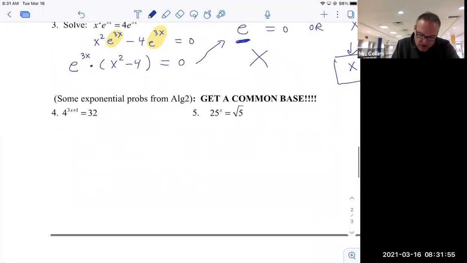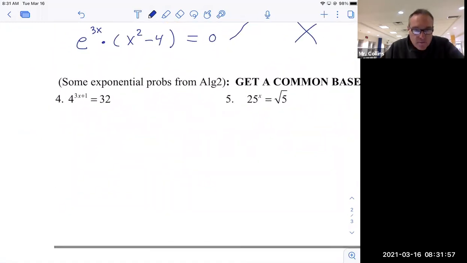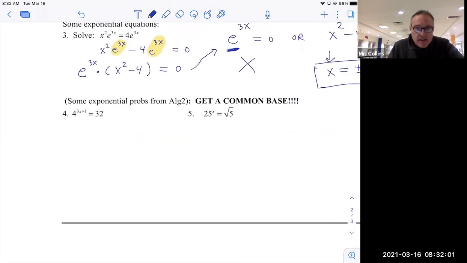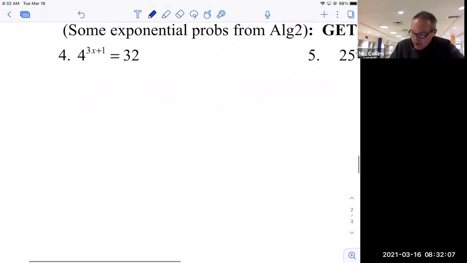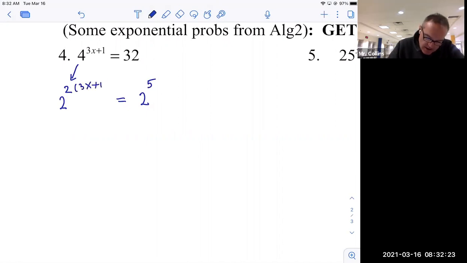Finally, at the end here, I just wanted to solve a couple random problems from Algebra 2. Remember the goal when you're solving exponentials, if possible, get a common base. So hopefully these are rigged to be a common base. 4, I can think of as 2 squared. 32, I can think of as 2 to the 5th. They're both perfect powers of 2.